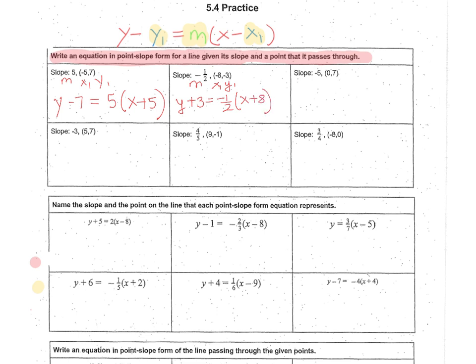And then our next one, slope is -5, and our x1, y1. So I'm going to have y minus 7 equals -5 times x minus 0. Go ahead and pause the video, try these next 3 problems on your own, and then start the video back up and check your answers.